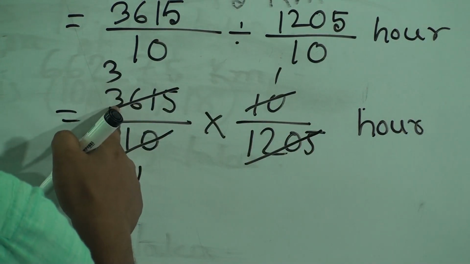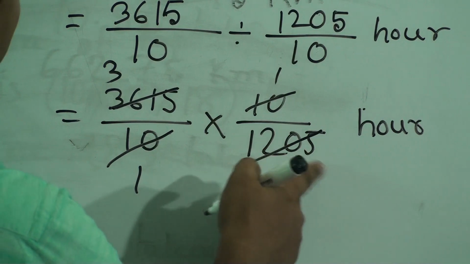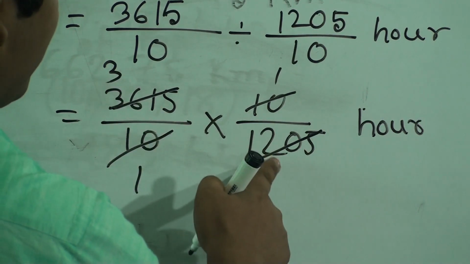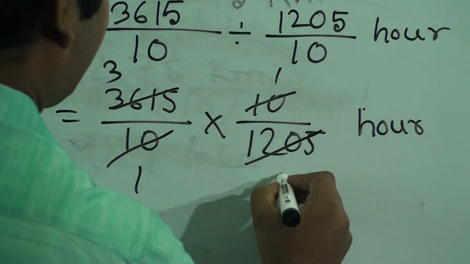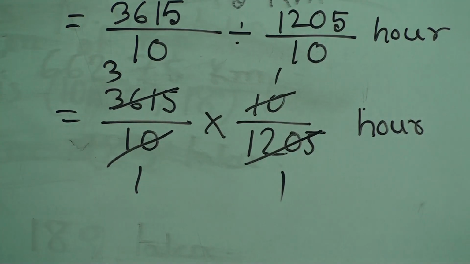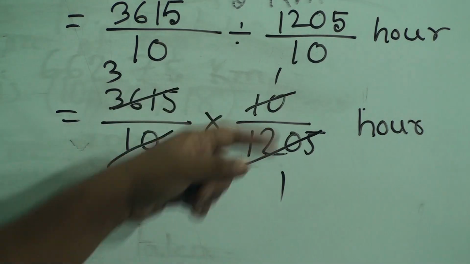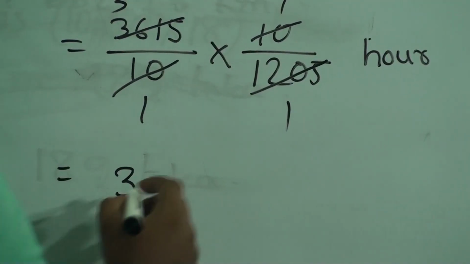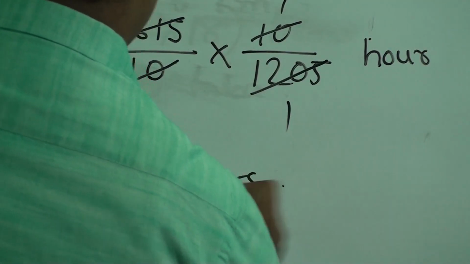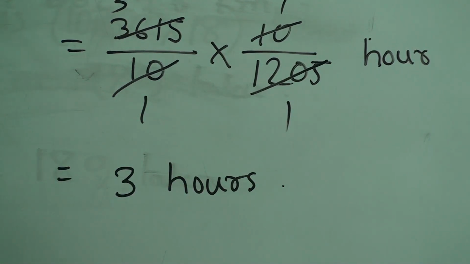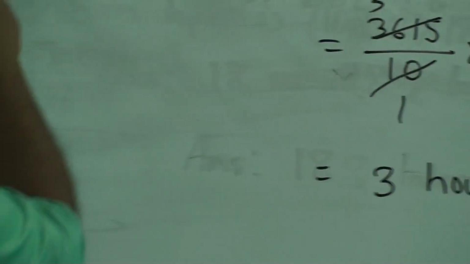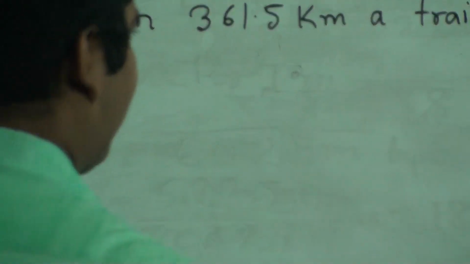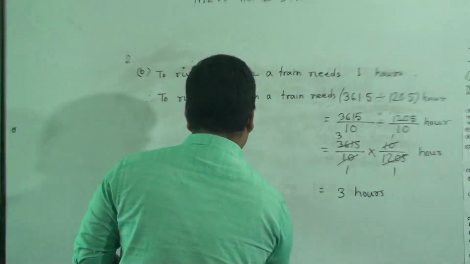Okay, we divide 3615 by 1205, then we get 3. If we divide 1205 by 1205, then we get 1. Okay, so as a numerator there is 1 and 1, and as a denominator 3 and 1. So we multiply: 3 ones are 1, 3 ones are 3. No need to write 1 as a denominator. So this is the answer of question number B. So in order to run 361.5 kilometers, a train needs 3 hours.